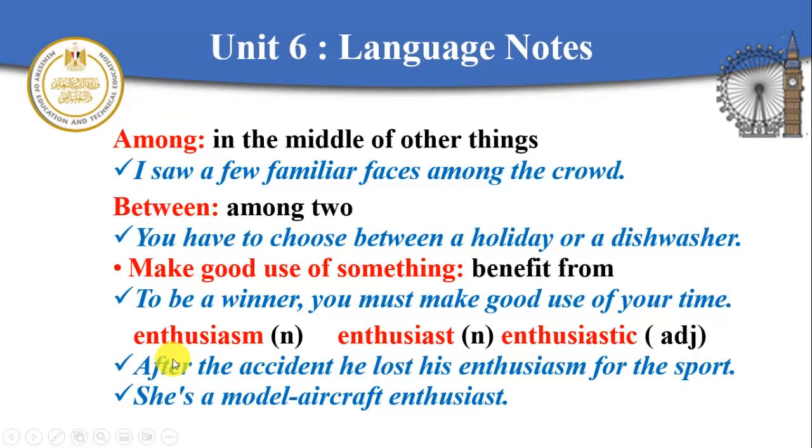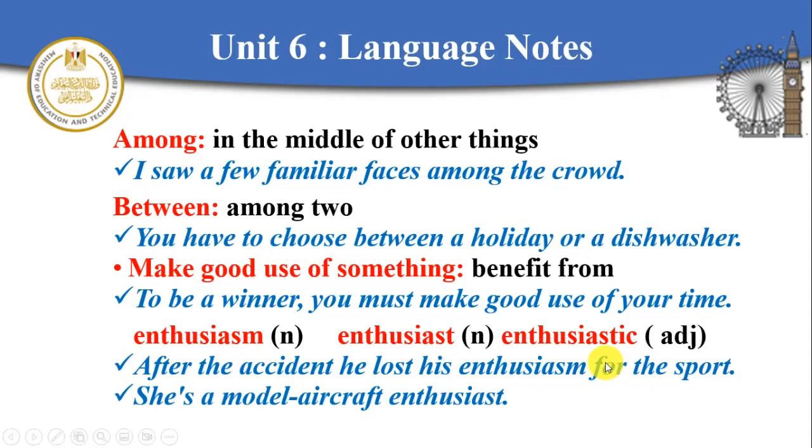What about here? Enthusiasm, enthusiast, and enthusiastic. The three are confusing. So what is the difference? Enthusiasm is a noun. Enthusiast is a noun, and enthusiastic is an adjective. Enthusiasm is what you feel or have for something. So enthusiasm expresses feelings, الحماس. Enthusiasm expresses your feelings towards something. Enthusiast is the person himself, المتحمس. So enthusiast is the person.